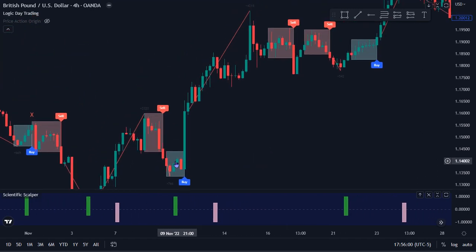And then we have one here. It didn't play out in the sense that we did not have a retracement back into it soon after. Price just flew up.